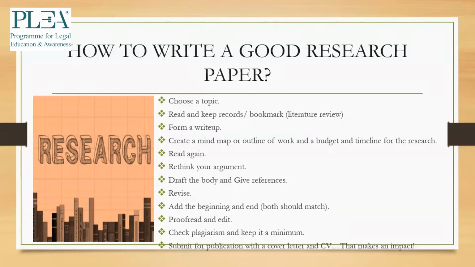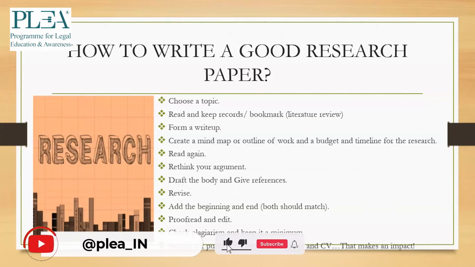Proofread and edit. If you're not able to proofread or check your grammar and spelling, because you have other things to do, and it's a very tedious task to sit over and over again with the same manuscript, you can also get certain proofreading services. You can ask some of your juniors or colleagues or experts to do it, and they will do it for you. Check plagiarism and keep it to a minimum. Check the plagiarism level of your article or your thesis or your research paper. Try to keep it to a bare minimum.